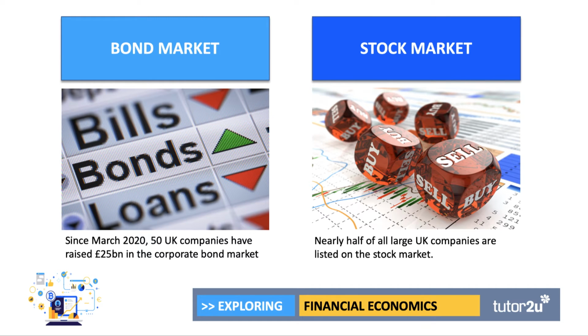Likewise, I suppose many of you will associate financial economics with stocks and shares. It's what we get excited about because it's Google, it's Apple, it's Tutor2U, it's all those exciting stocks. And nearly half of all large UK companies are listed on the stock market. They don't necessarily have to list in the UK. They can list in any stock market they really want to.